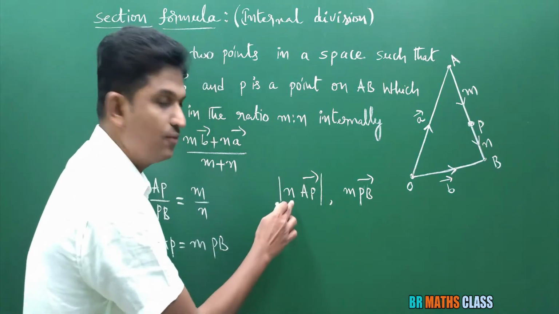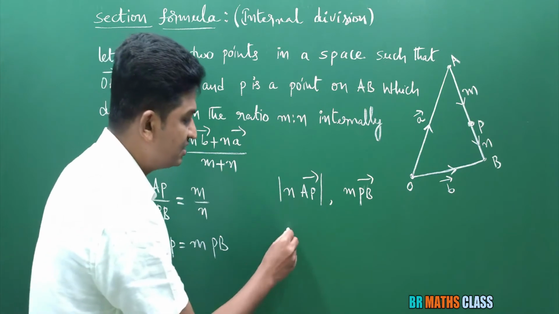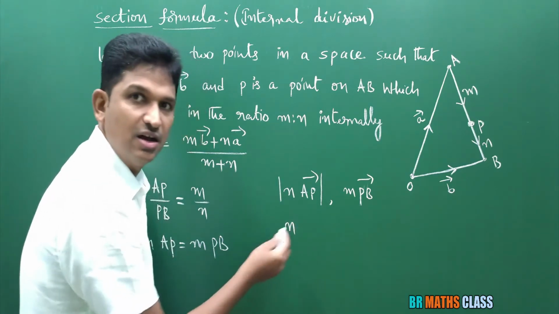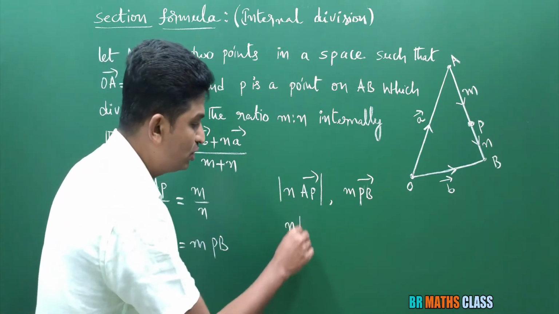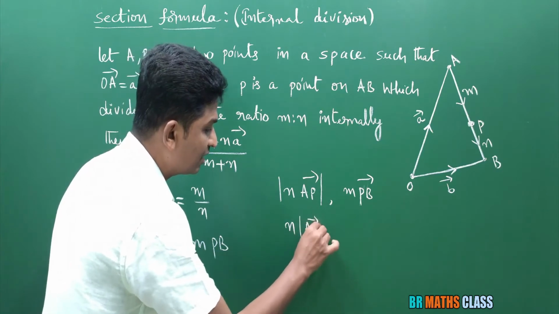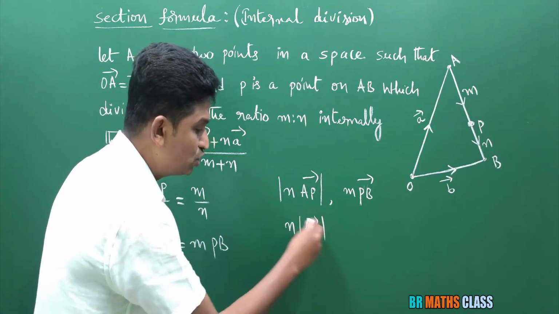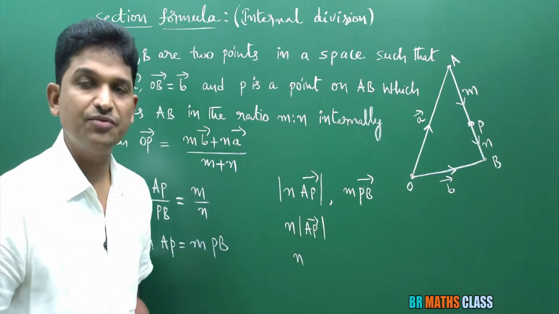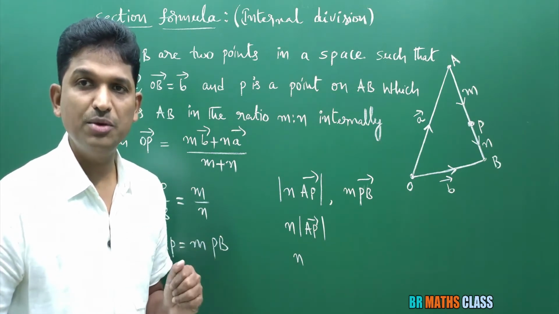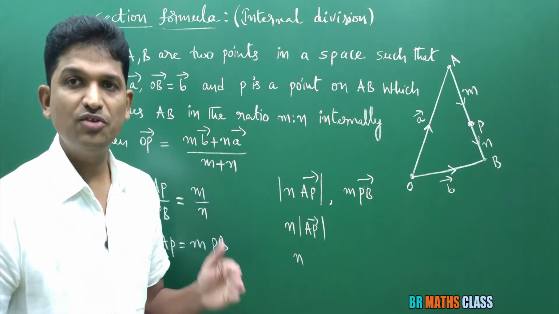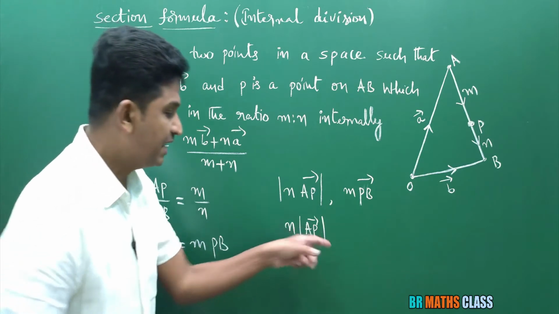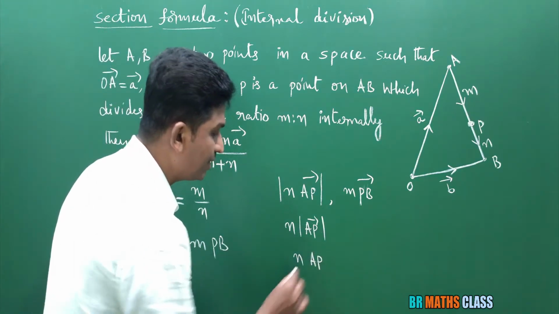What is the magnitude of n into AP bar? Here n is a scalar, no? We will write it outside: n into magnitude of AP bar. In representation of vectors we learned that the magnitude of AB bar is AB, the magnitude of BC bar is BC, and the magnitude of AP bar is AP.